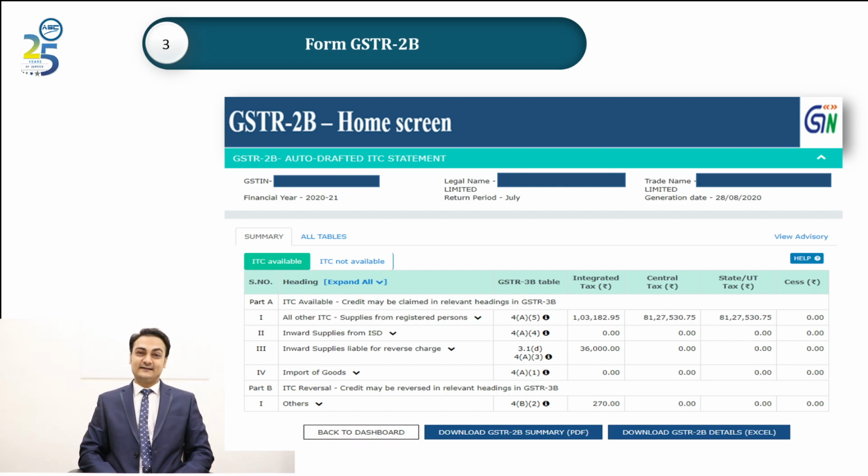The government has decided this tab by taking 2 criteria. The first one is Section 16 subsection 4 of the CGST Act 2017, जो कि हमें बताता है time limit for claiming ITC.